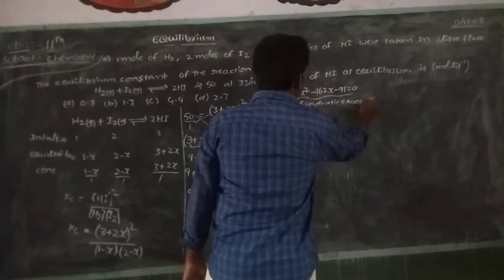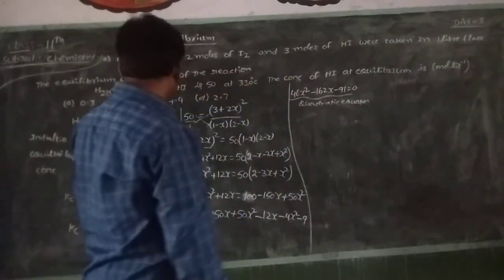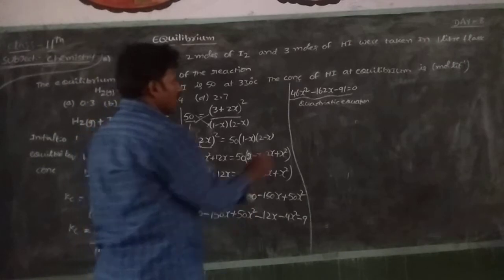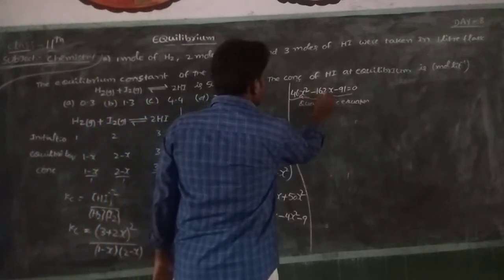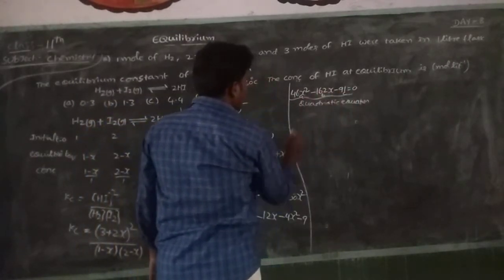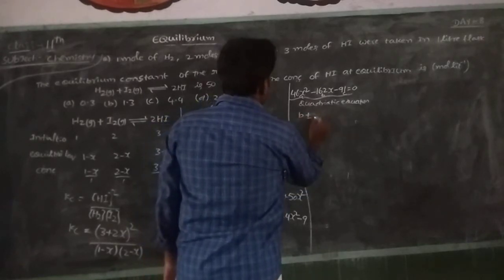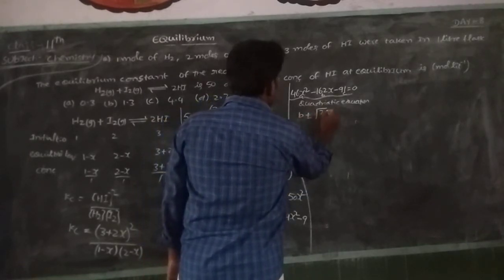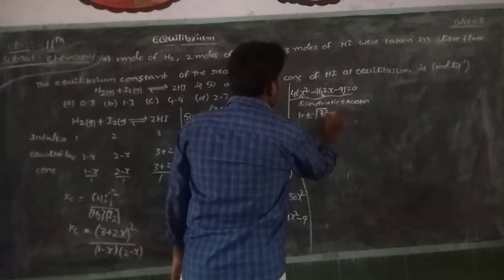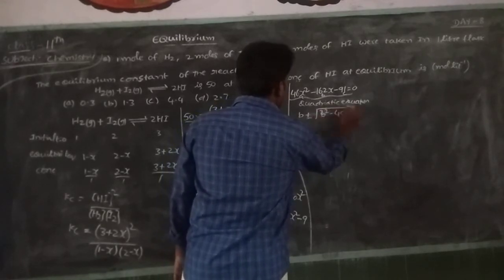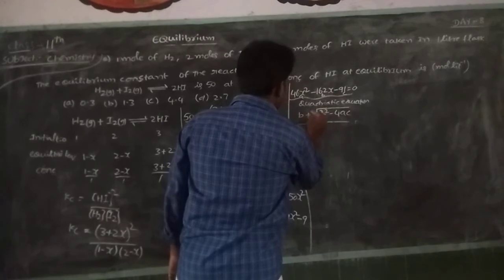You have to find the x value, easily find the x at equilibrium. This is the a, this is the b, this is the c. Already you know that x equals minus b plus or minus root of b square minus 4ac by 2a. This is the quadratic equation.